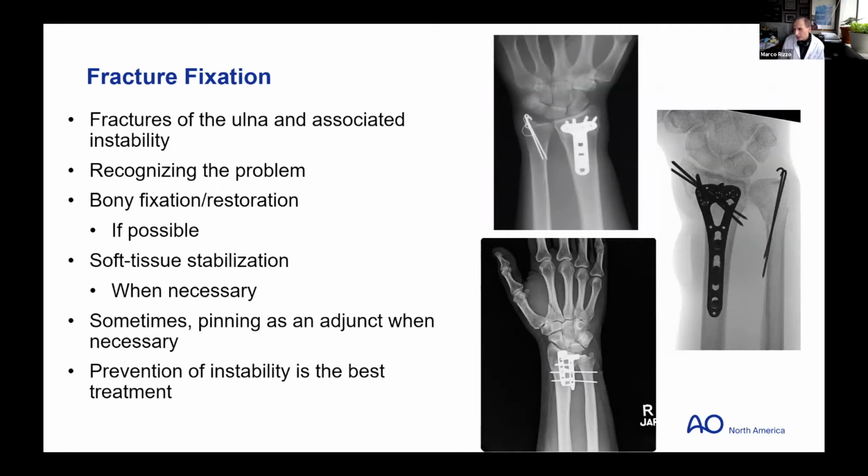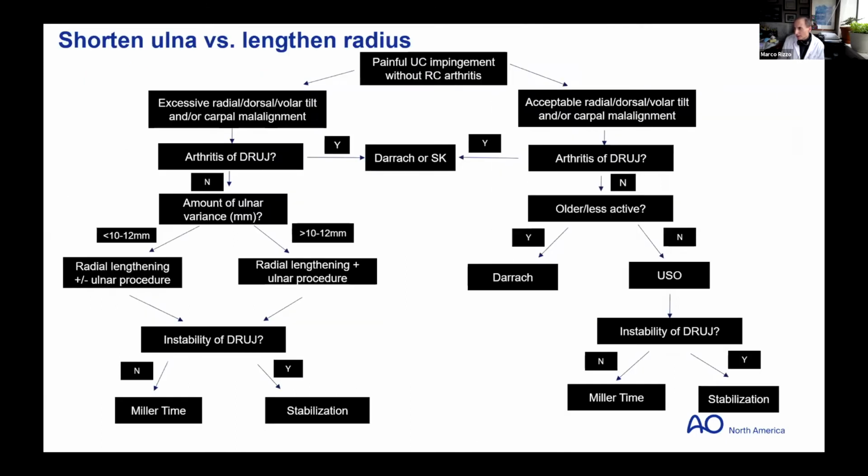Identifying whether bony fixation and restoration is possible would be plan A. Soft tissue stabilization, of course, needs to be considered when necessary. Sometimes pinning as an adjunct is necessary. And prevention, highlighting the key prevention of instability, having a heightened awareness for instability. All of these will help down the line, because chronic instability is obviously more troublesome to manage.